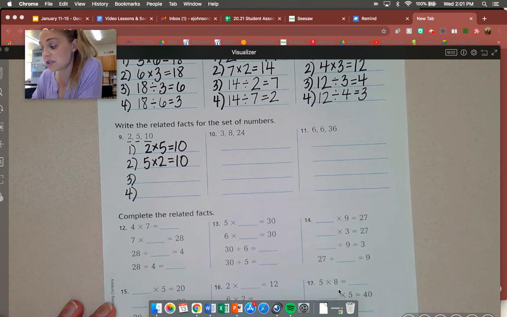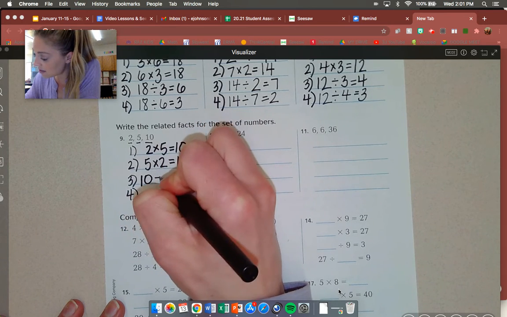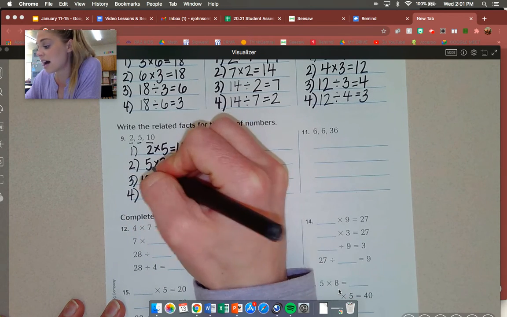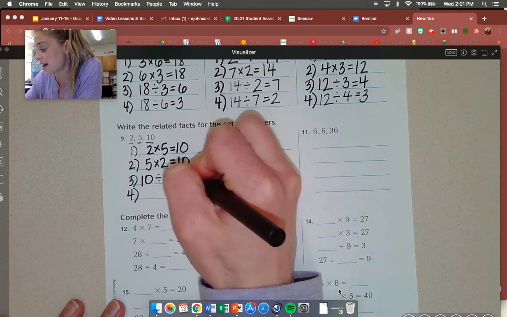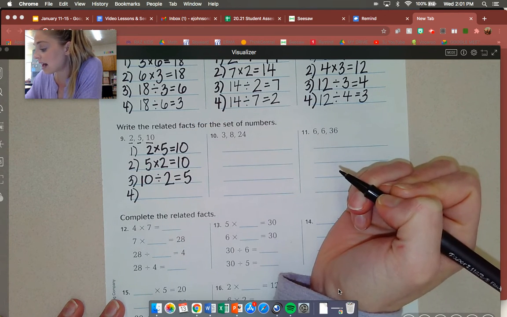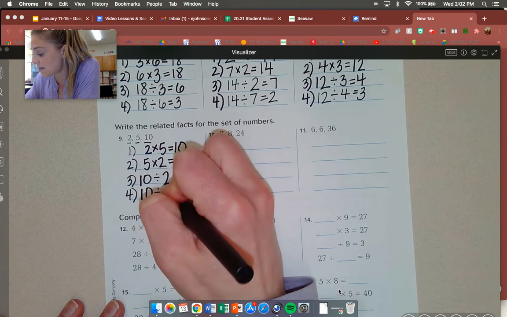Now to write a division fact, we always take the biggest number, which is 10, and divide it by either 5 or 2. I'm going to do 10 divided by 2 equals 5. And then for my last equation in this problem, I will do 10 divided by 5 equals 2.